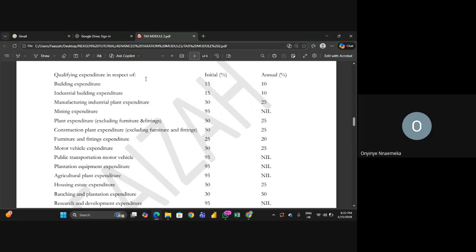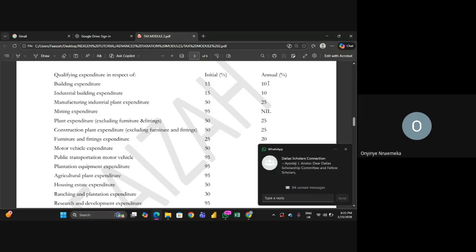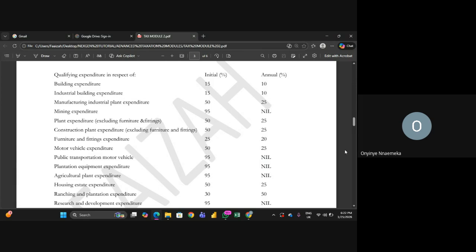Let's take building number 1 as an example. The annual allowance percentage for building is 10%. So now we know how to find the number of years, the useful life of the building. All you have to do is say 100% divided by 10%, and that is 10 years.